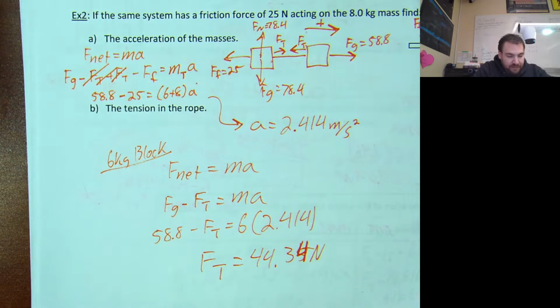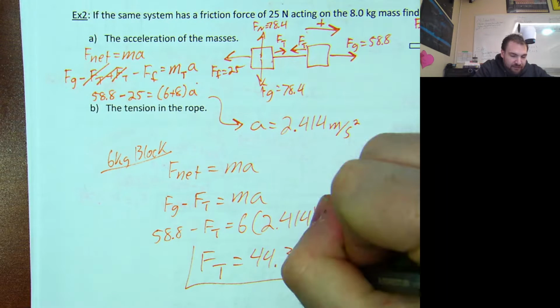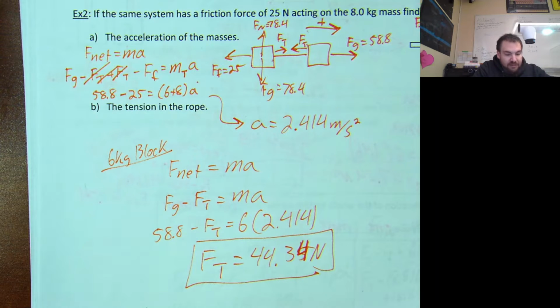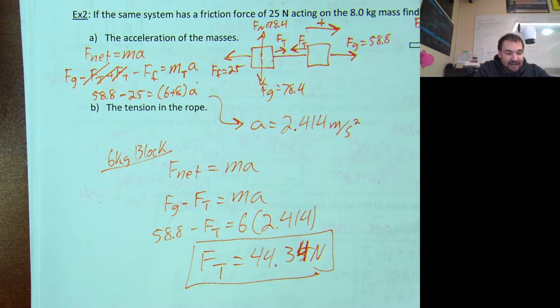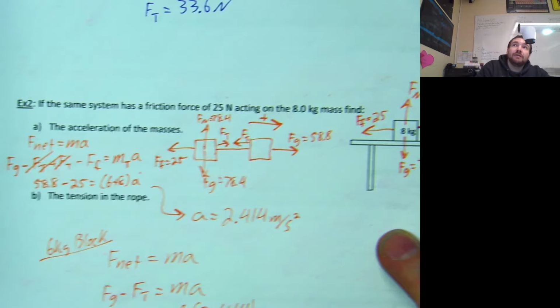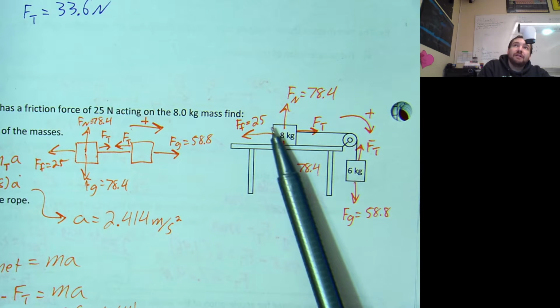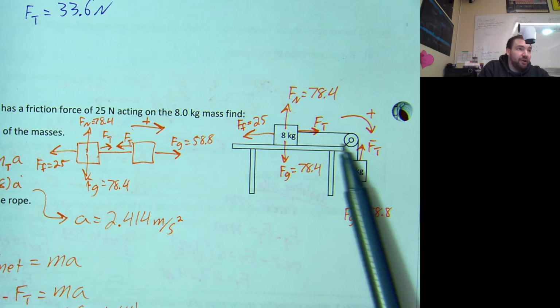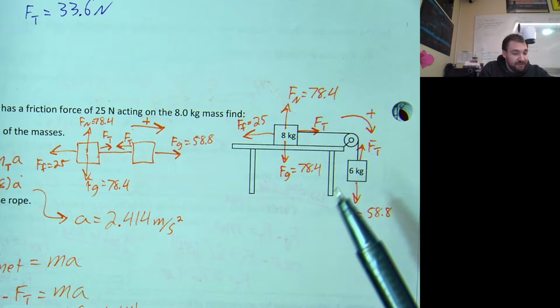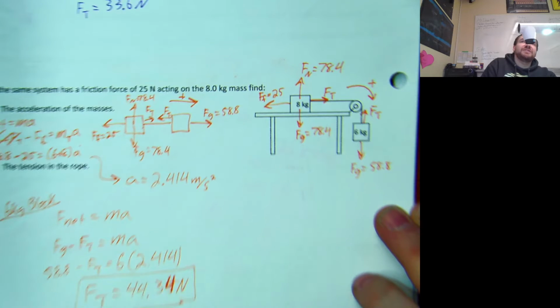Okay. There it is. There is my tension, which again is now larger, which we expect it to be because friction is going to cause this rope to be pulled harder to accelerate the system. And that's it. Comments, questions, concerns.